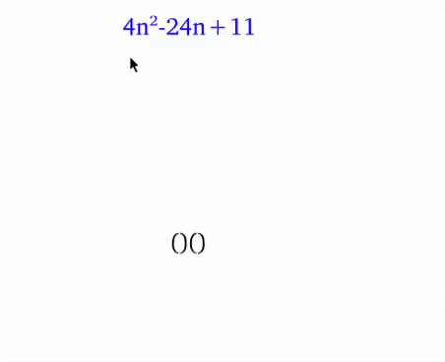Here's another trial and error example. We have 4n squared, take away 24n plus 11. Looking for the factors of 4 and the factors of 11. Well, factors of 11 is pretty simple. Factors of 4 could be anything. So I'm going to try 1 and 4.